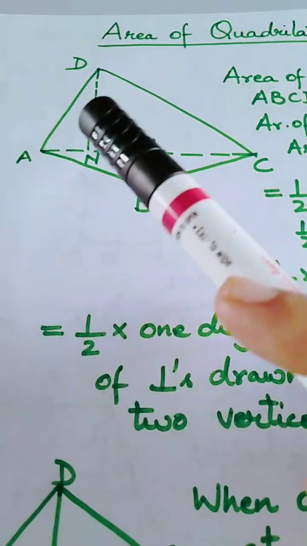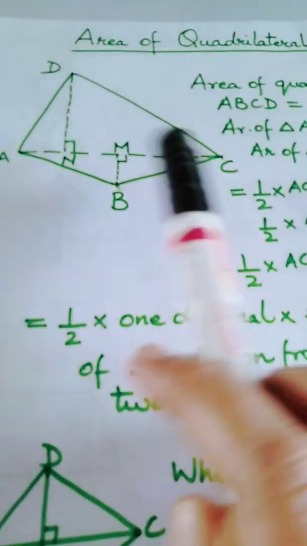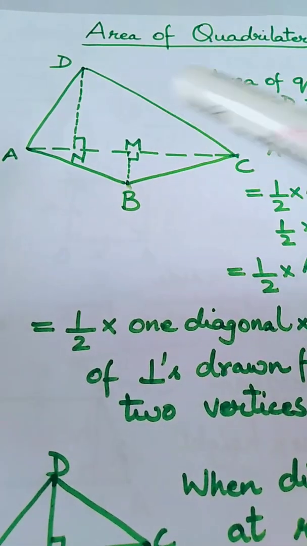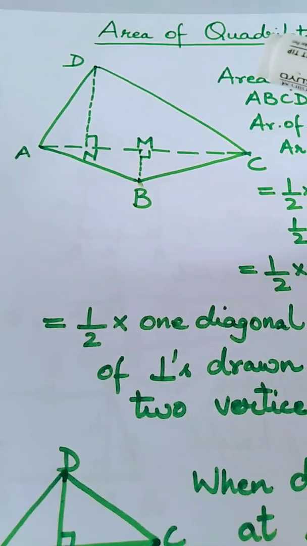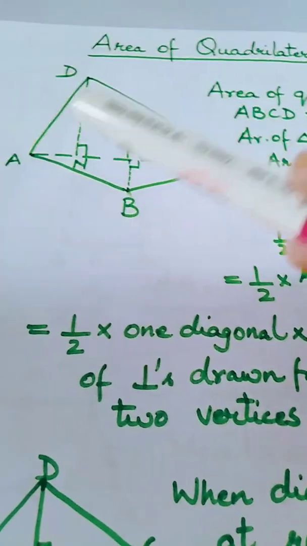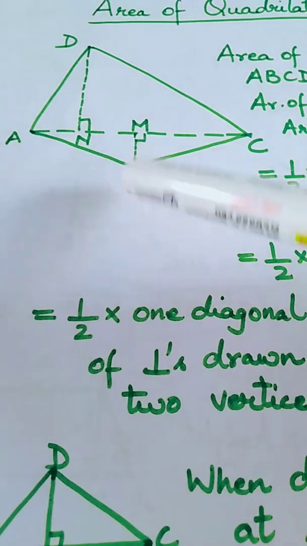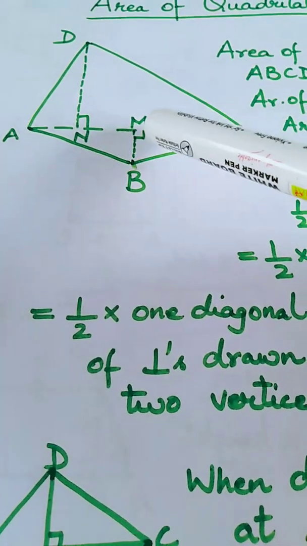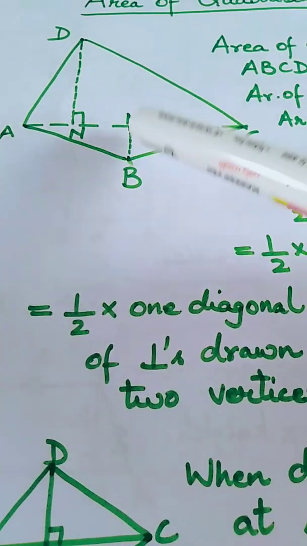If I join AC, I can see that this quadrilateral is divided into two triangles, that is triangle ABC and triangle ADC. We've already learned that the area of a triangle is half into base into height. So we can say that the area of triangle ABC will be equal to half into AC into the perpendicular. If I drop a perpendicular BM to AC, that is the height, so into BM. Clear?